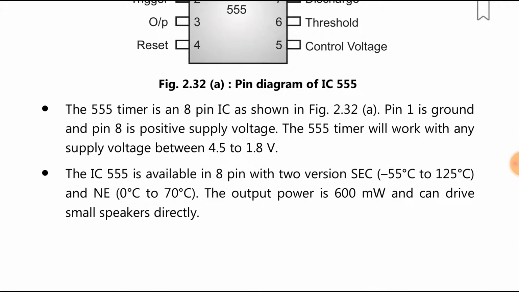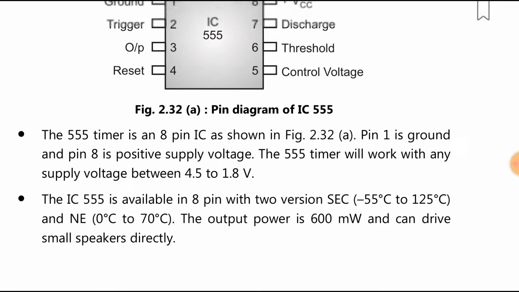The IC555 timer is an 8-pin IC as shown in figure. Pin 1 is ground and pin 8 is positive supply. So the IC555 timer will work with any supply voltage between 4.5 volts up to 18 volts. The IC555 is available in an 8-pin version. The output power is 600 milliwatt and can drive small speakers directly.